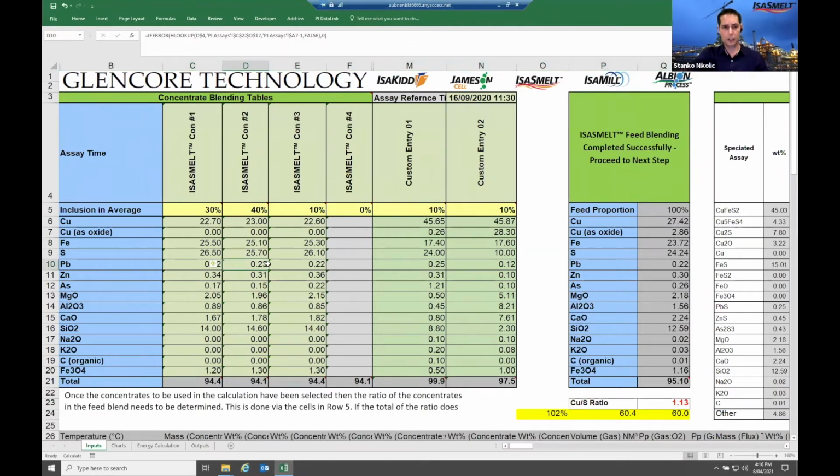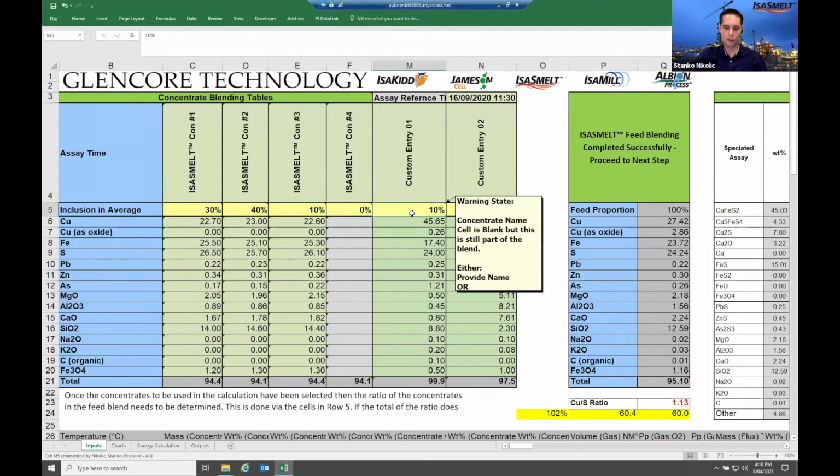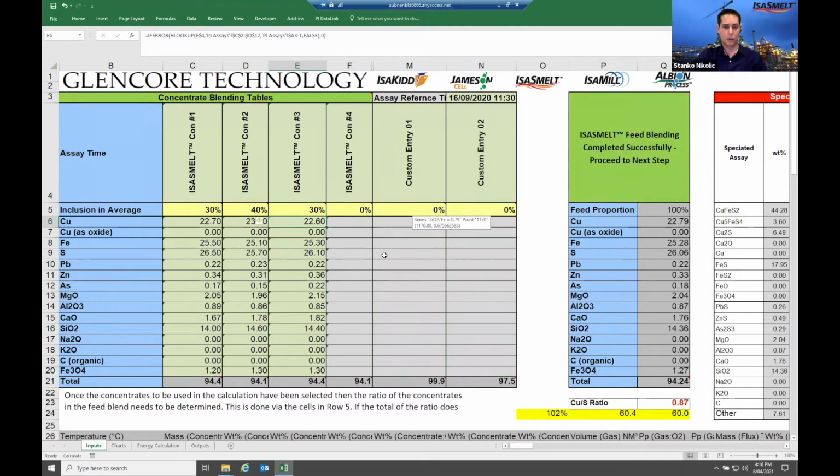This is a tool which is based in Microsoft Excel, as you see it in front of you now. But it has plugins built into it to allow you to understand the impact of your blending on the actual furnace itself. So what I'll do is switch these off and we'll look at a particular case just to start with.